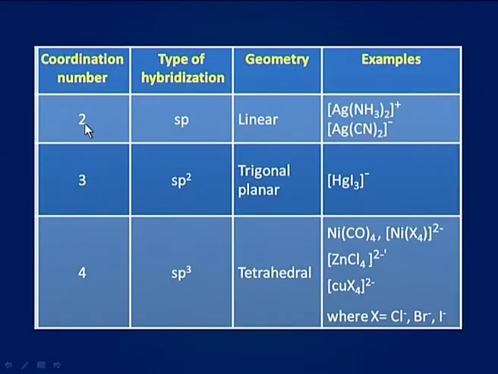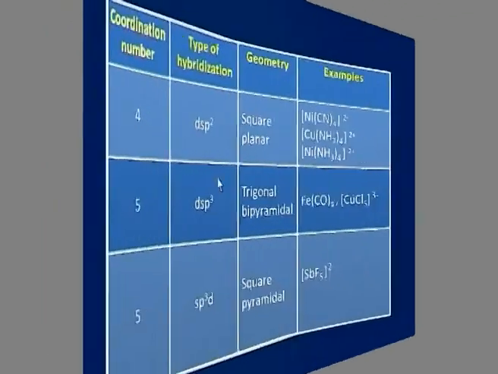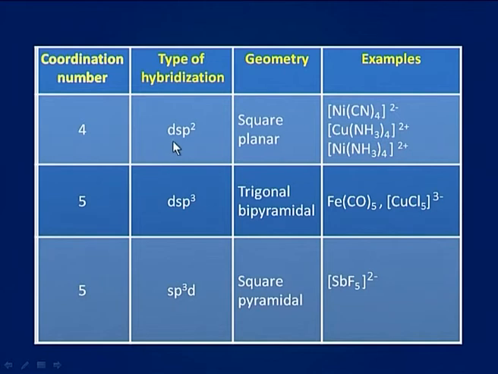Now, some of the common hybridized orbitals met in the coordination compounds are listed here. For coordination number 2, hybridization is sp and geometry is linear. For coordination number 3, sp2 hybridization takes place with trigonal planar geometry. For coordination number 4, if hybridization is sp3, geometry is tetrahedral, but if hybridization is dsp2, the geometry is square planar.